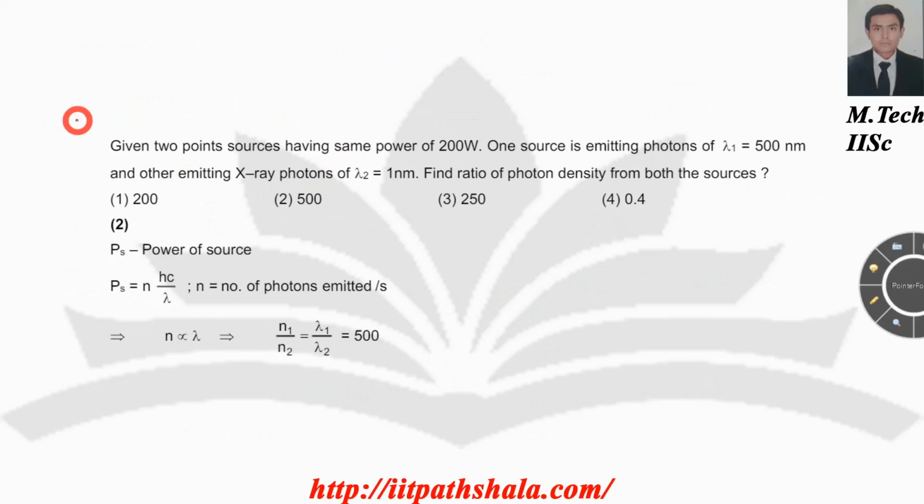Now let us move to the next question. The next question is saying that you are given 2 point sources with the same power. One source is emitting photons of lambda 500 nanometer, and the other is emitting X-ray photons of lambda 1 nanometer. You have to find the ratio of photon density from both of the sources.